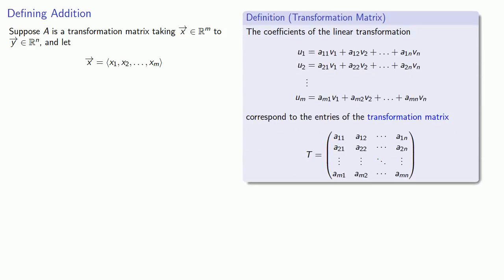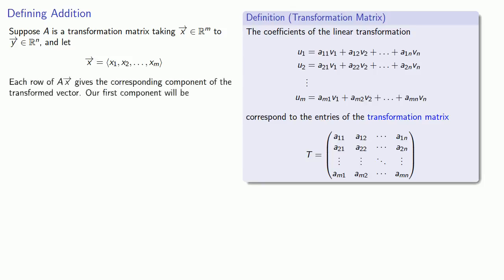So suppose A is a transformation matrix that takes vectors in Rm to vectors in Rn, and we'll let our vector x have m components, x1 through xm. And remember, our transformation matrix gives us the coefficients of the linear formulas that give us the components of our vector y. So each row of Ax gives the corresponding component of the transform vector. Our first component is going to be given by the formula, and similarly for the other components.